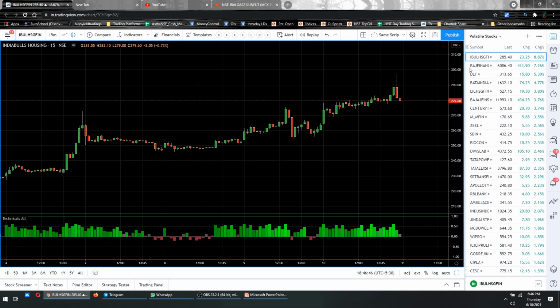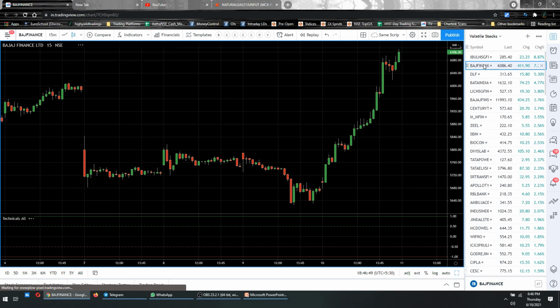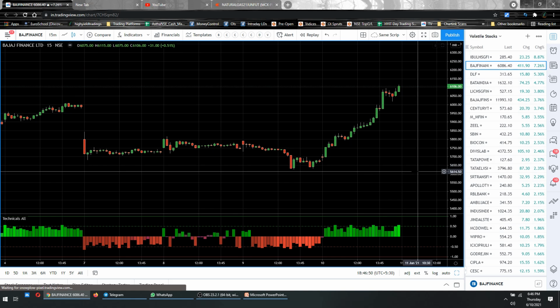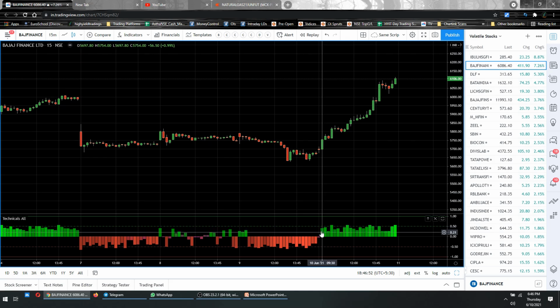Okay, let's move on to Bajaj Finance. Here again, this is the first candle of the day. This is again the candle which is the no trade zone. And where did you get the histogram which crosses the 0.5 mark? This is the second one, right? This is the first one.